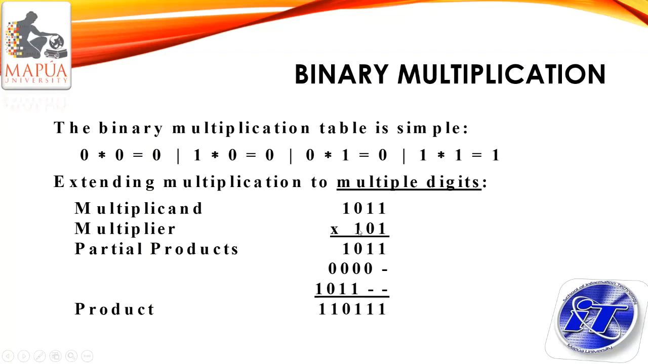And then for the third position, we start with the third position here. Since this is 1, just copy and then add. This will be our final answer. That's how binary multiplication works.